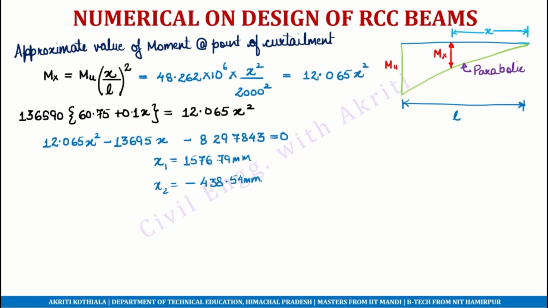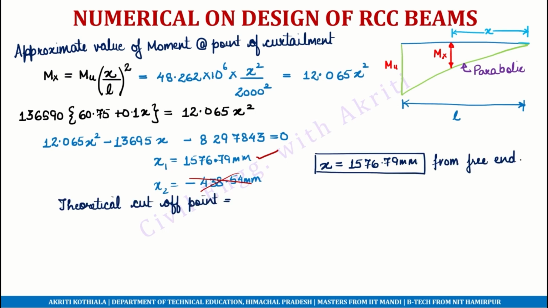Because it is a quadratic equation, we will get two values of x. We know that the negative value of x is not acceptable to us, so we will be accepting the value of x1. Therefore, we have the value of point of curtailment from the free end equal to 1576.79 mm. This is from the free end. This can also be called the theoretical cutoff point from the free end.